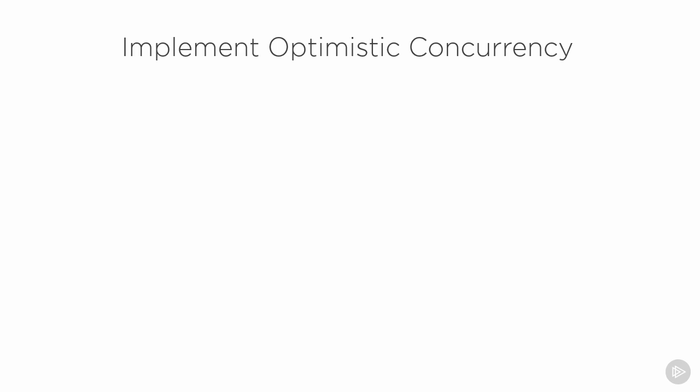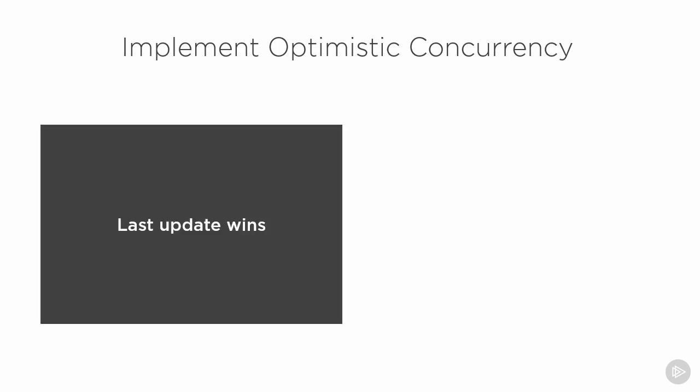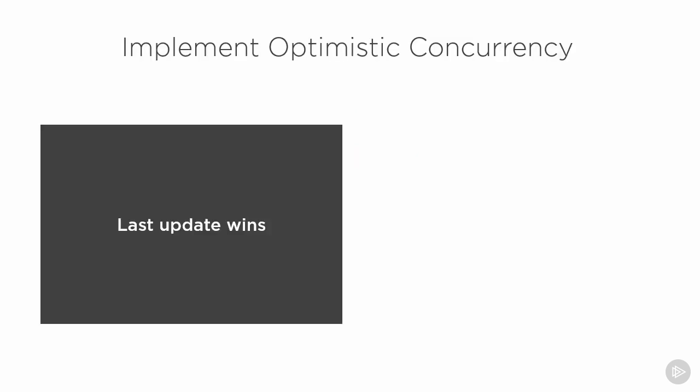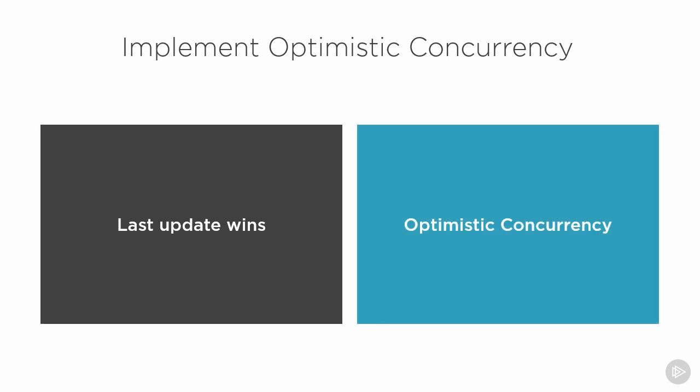In the previous clip you learned that the last update wins when multiple users update the same blob. This is the default behavior. But now, Sarah just told you that an update should fail if another user has updated the same blob in the meantime. This means in other words that this last update wins approach is not enough. That's the reason why you will learn now how to implement optimistic concurrency.